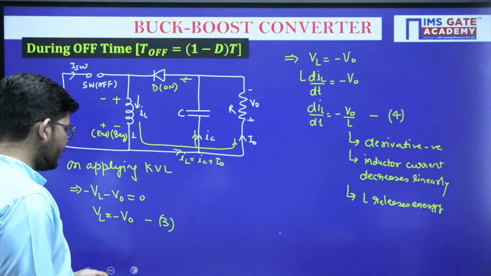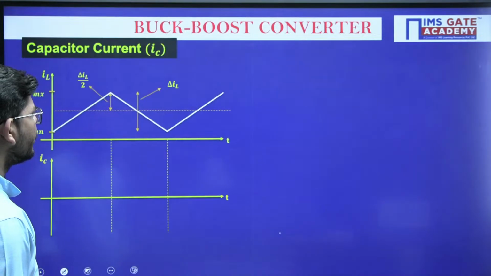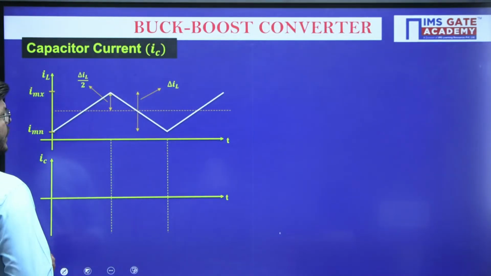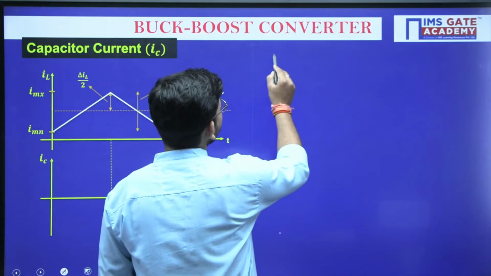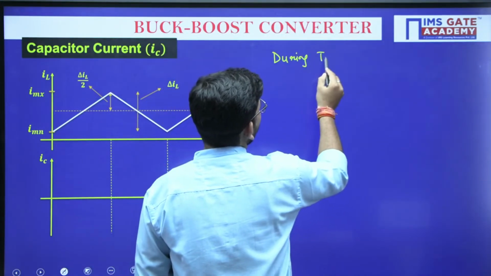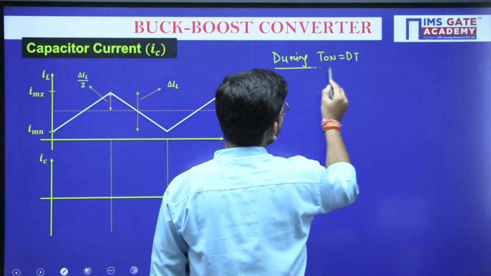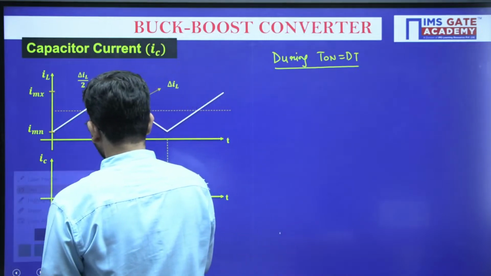Okay, so let me move to the next slide right now. So what do we have during the on time? During the on time, T on equals to dt, what is happening at that time?